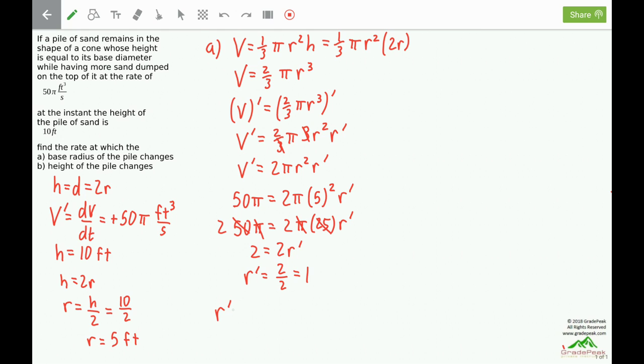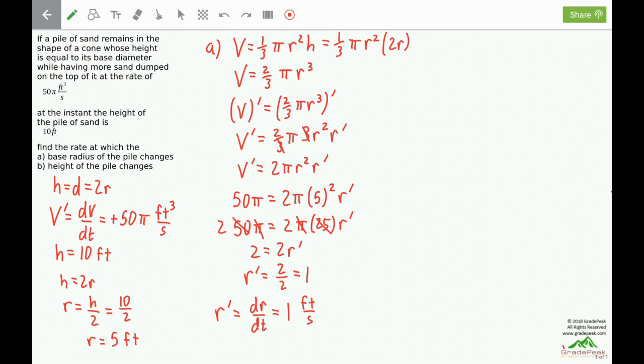Therefore, r prime, or dr dt, the rate at which the base radius of the pile changes, is coming out to a positive 1, and it'll have units of radius measured in feet over time measured in seconds.